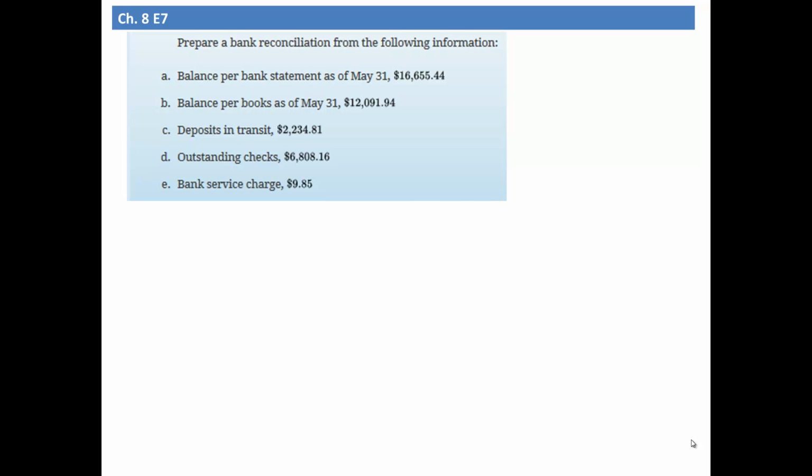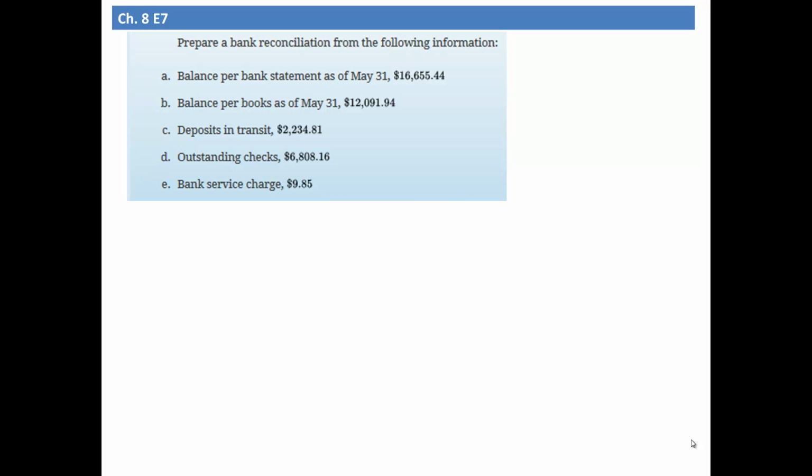In this example, we are going to prepare a bank reconciliation from the following information. A bank reconciliation takes the amount that a company has in their checkbook and compares it to the bank statement balance. Oftentimes those balances aren't going to be equal because of a series of situations that have occurred. And so our job is to take those situations and perform a bank reconciliation to make them equal.